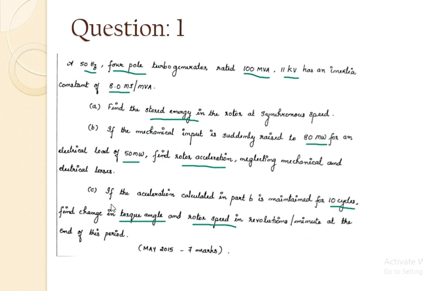Now the third one. If the acceleration calculated is maintained for 10 cycles, so time is given as 10 cycles, find the change in torque angle. That means you are asked to calculate delta, and the rotor speed, that is d delta by dt, at the end of this period.